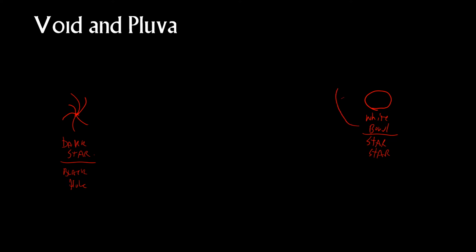So what we have in this slide is we're going to be discussing void versus Pluva, right? So you've got your void, and that's your dark star. And then you've got your Pluva, which is from your white hole, dark star, whatever you want to call it. Black hole, there we go. And what we're doing with this one is to just understand.